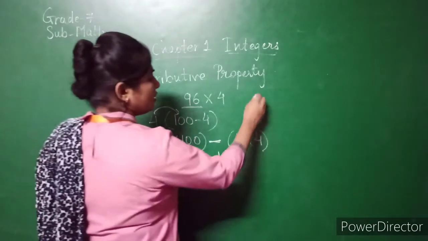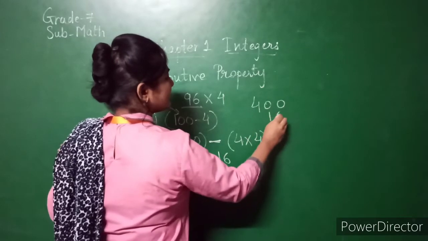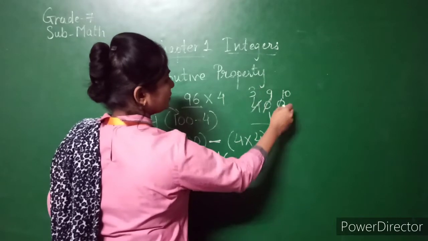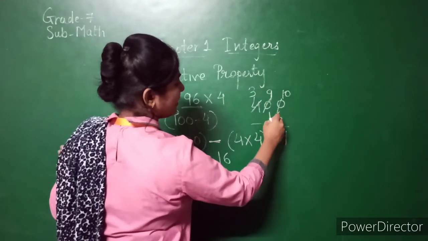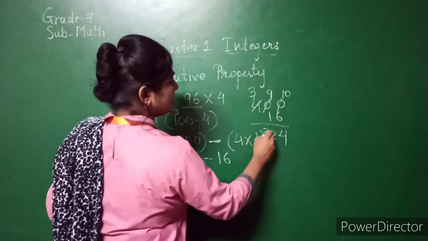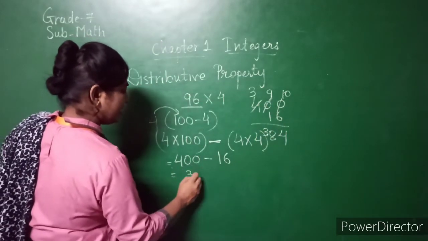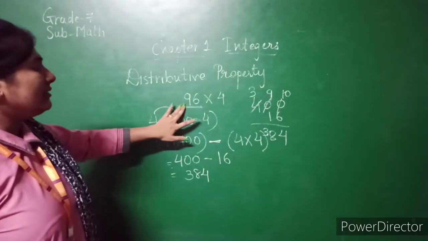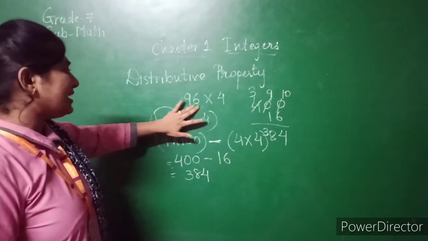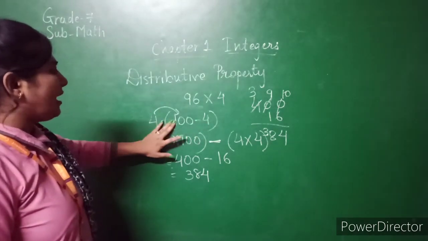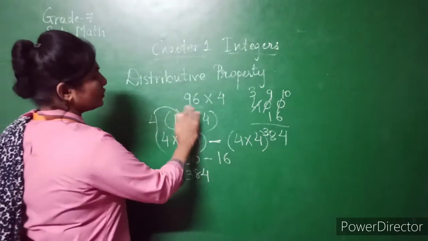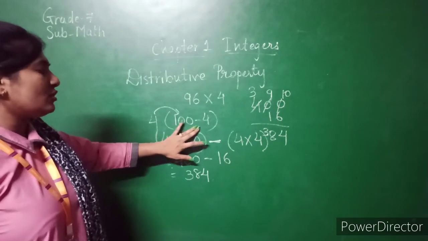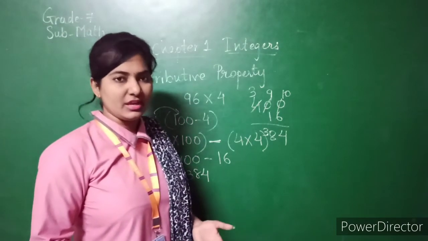So here we have to subtract 16 from 400. So it is 10, here 9 and here 3. So 10 minus 6, it is 4. 9 minus 1, it is 8, and here 3. So our answer is 384. So if you are solving this sum like this, it will be easy for you to understand. If 96 is given and you take it as 100 minus 4, it will be easy for you to do the multiplication.